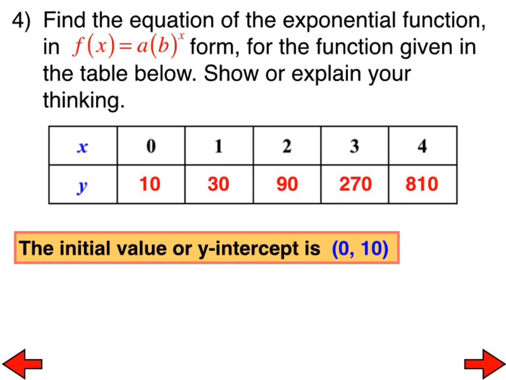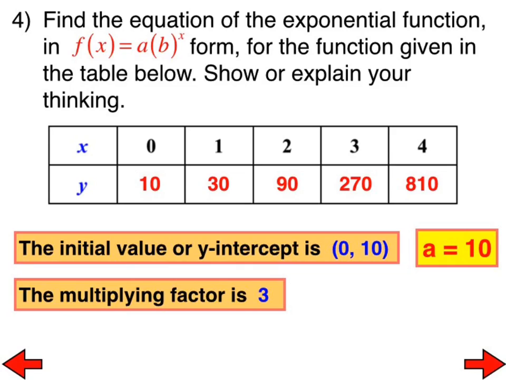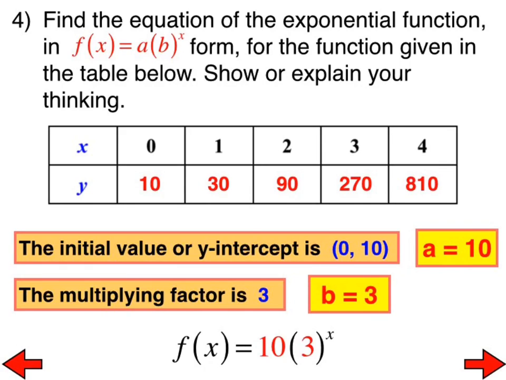So the initial value or y-intercept is 0, 10. That gives us the fact that a is equal to 10. And the multiplying factor or multiplying number or growth factor is 3. That gives us the fact that b is equal to 3. And so our function is f of x equals 10 times 3 to the x power. I know in your notes it does use y here. And so based on that fact, you probably have y equals 10 times 3 to the x power. All right. Any questions? All right, we are finished.